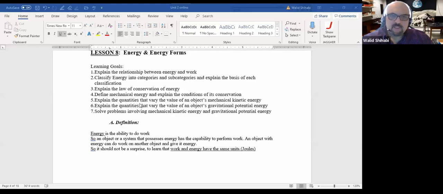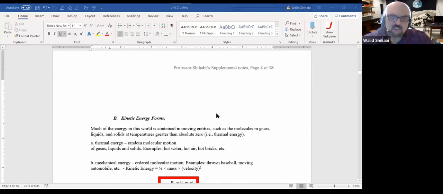Okay, we explained the quantities that vary the value of the mechanical kinetic energy. Remember, it's velocity, mainly velocity and mass. And we explained the quantities that vary the value of the gravitational potential energy. It's height, mainly height, and of course mass, because it's mgh, equal to weight times height. Okay. And now let's solve problems that involve mechanical kinetic energy and gravitational potential energy.